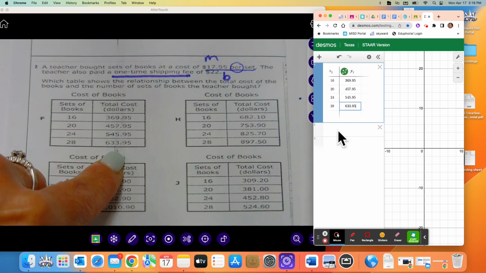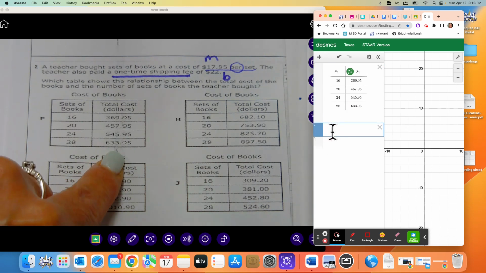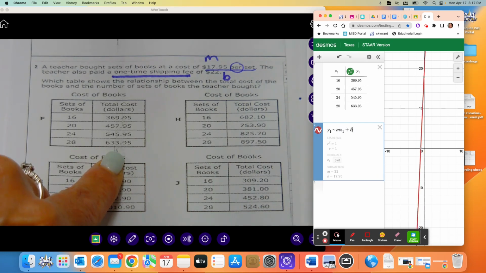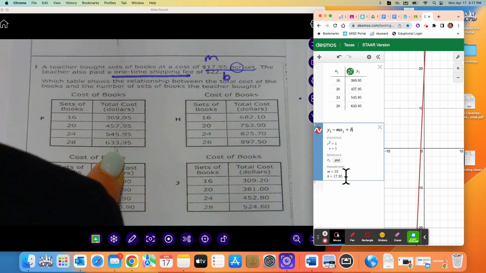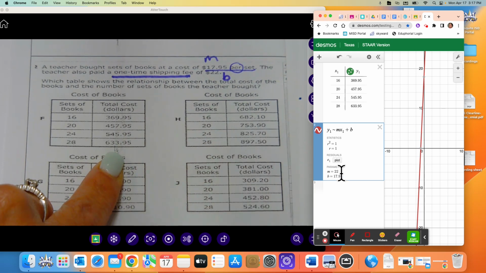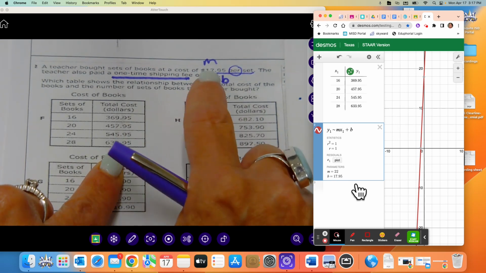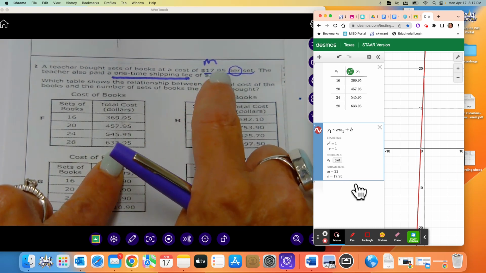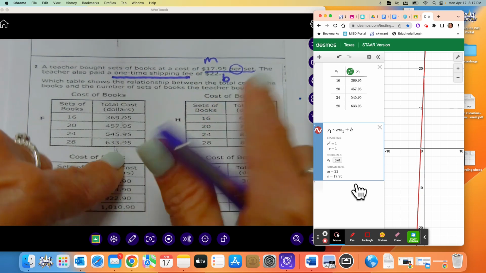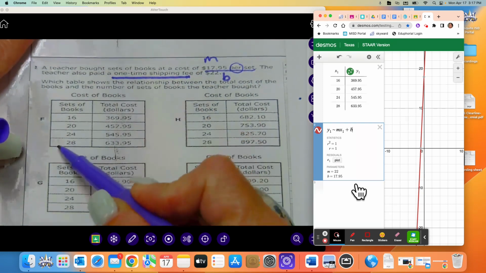Then I'm going to come down here on line 2, and what I'm going to type in is Y1 squiggly MX1 plus B. Guys, y'all have got to have this memorized. They give us $22 for M and they give us $17.95 for B. Yes, they're the same numbers, but this is supposed to be M and this is supposed to be B. So it's not this one.